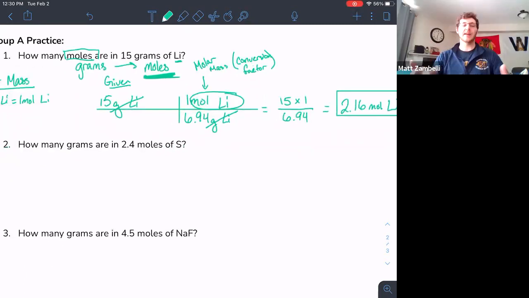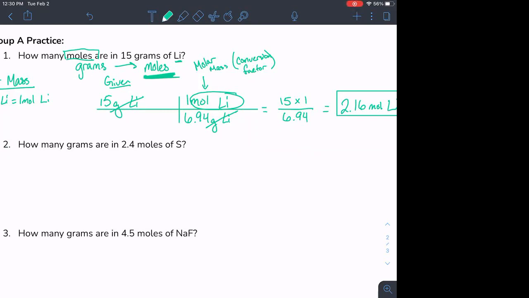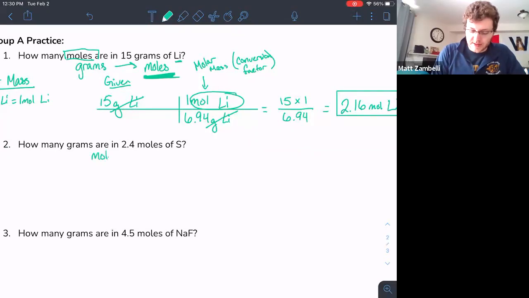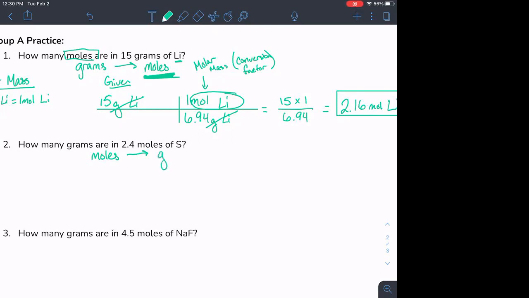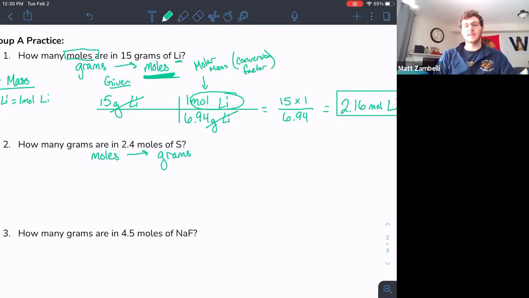The pathway is the first thing we need to figure out. So what are we starting with? What units do we start with? What units are we trying to get to? We're starting with moles. Perfect. We're starting with those 2.4 moles. So our units that we're starting with are the moles. And what are we trying to get to? Grams. We're trying to get to grams. Awesome. So we're going from moles to grams here.